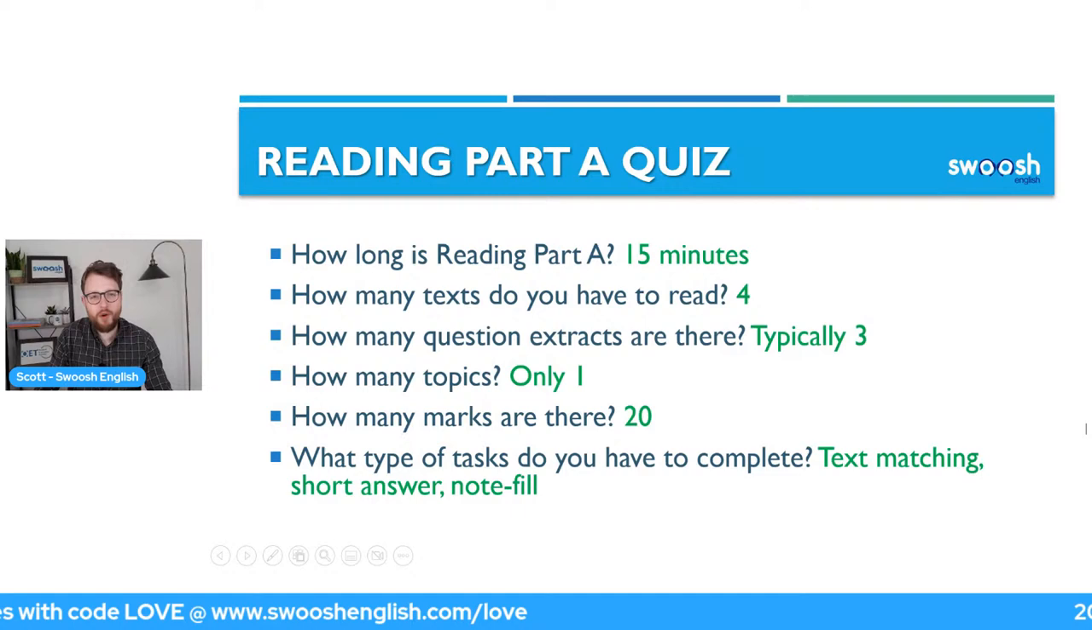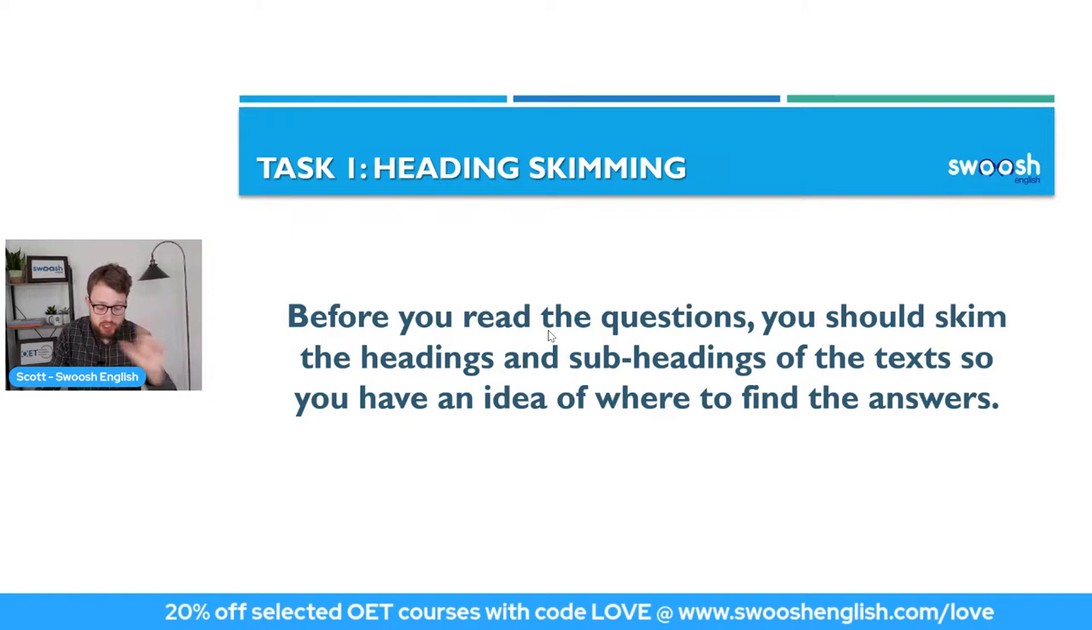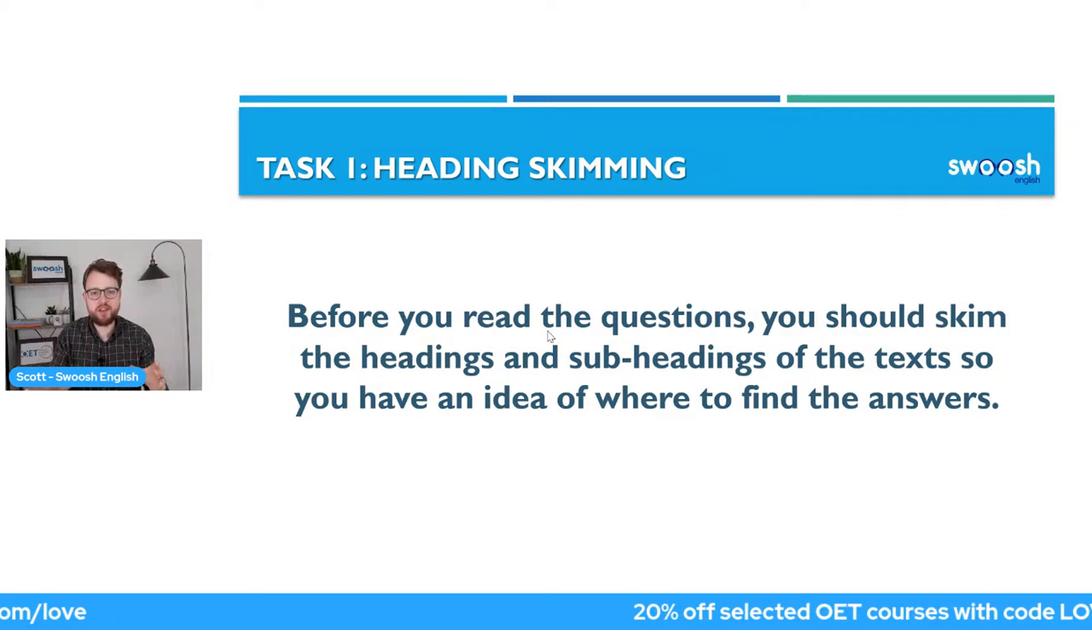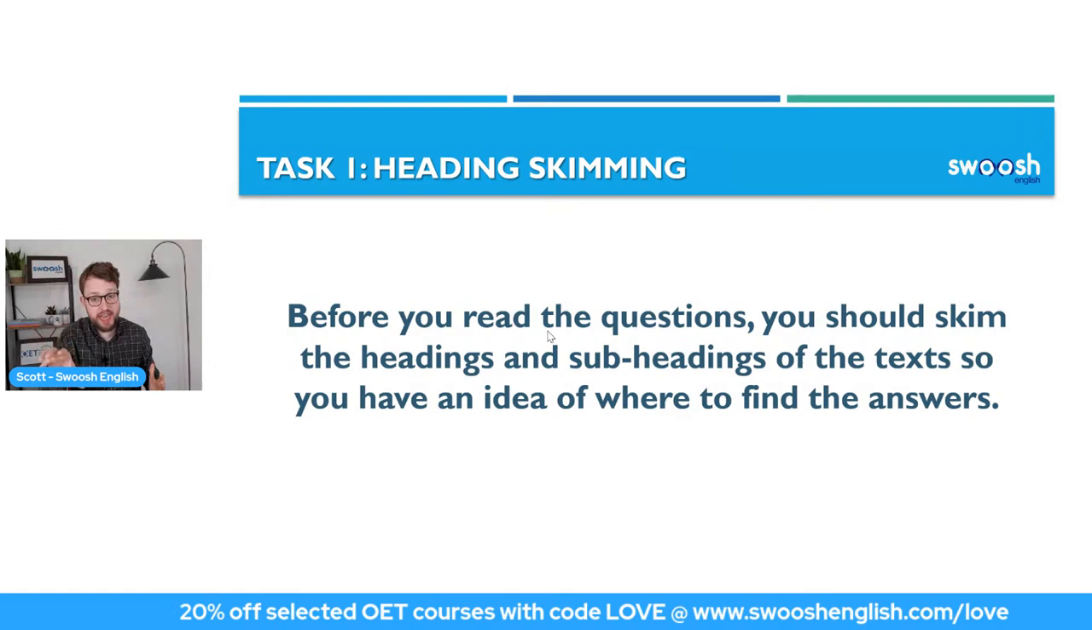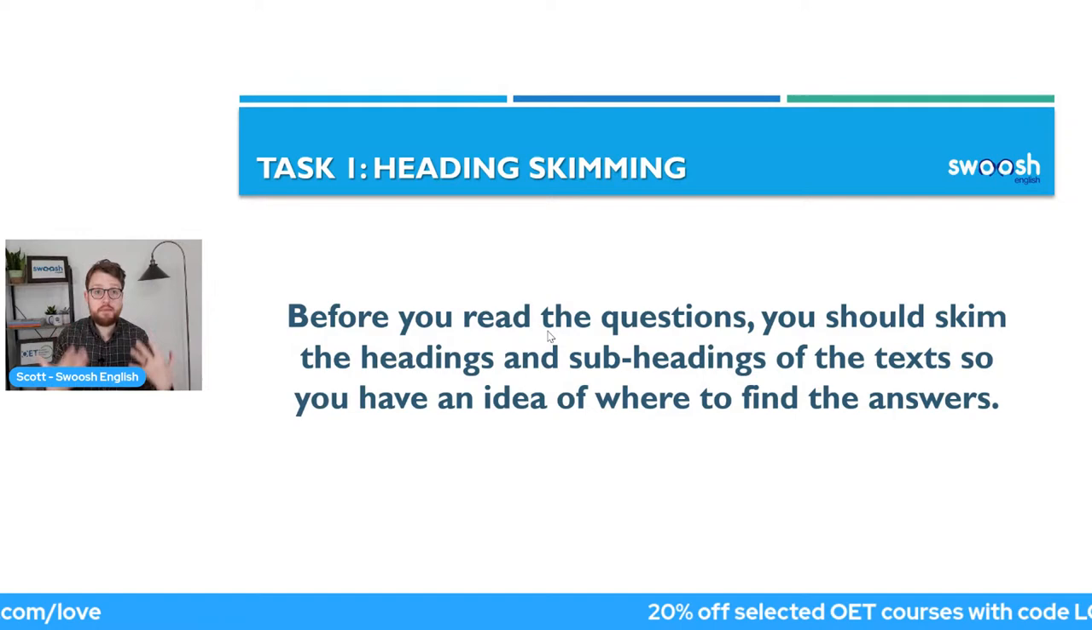So let's go through a mini exercise for our reading Part A strategy. First of all, the first task that we should look at, and you should look at on the day of your test as well as in your practice, is the task and the skill of heading skimming. So before you read the questions, you should skim the headings and subheadings of all the four texts, so you have an idea of where to find the answers. Crucially important to practice your skimming skills for this section, so that you are able to identify which text you think you should go to when you're searching for your details later.